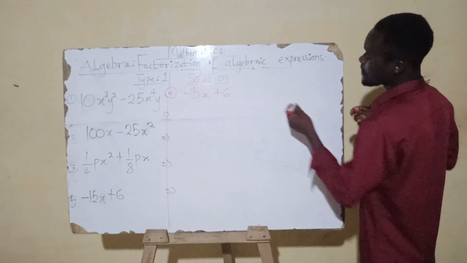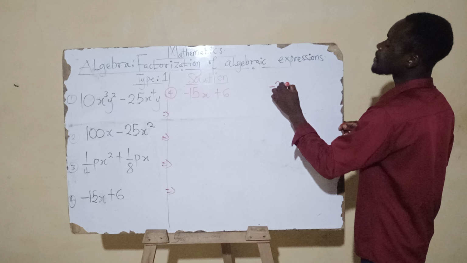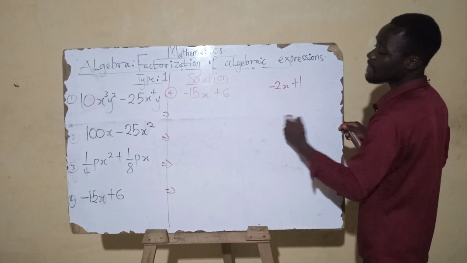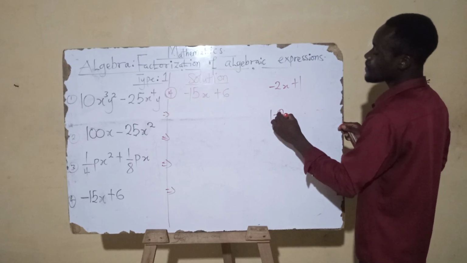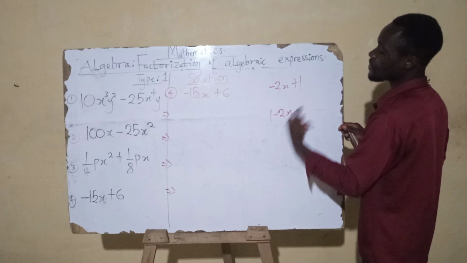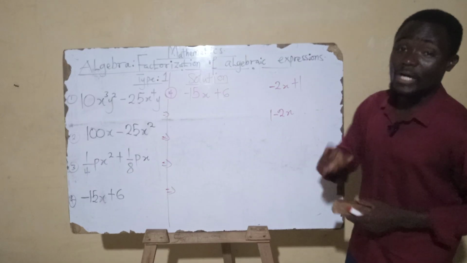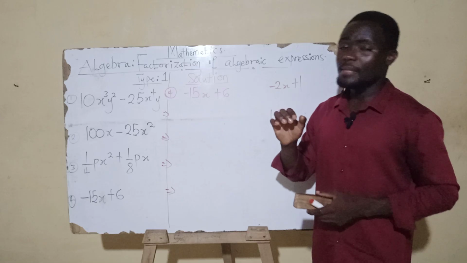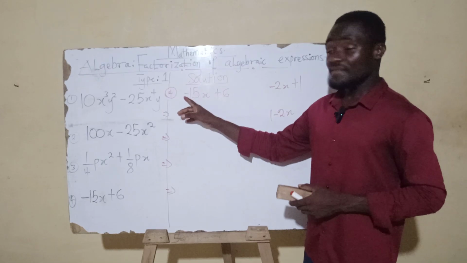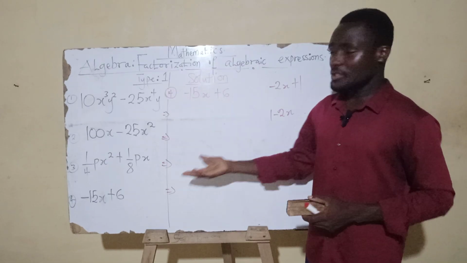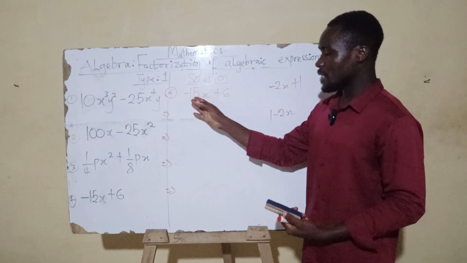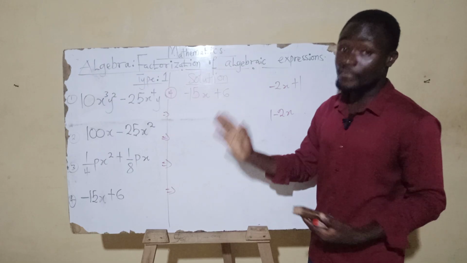So in the same manner, if we have negative 2x plus 1, this mathematically is the same as 1 minus 2x. So this expression is the same as that. Now, why am I exposing you to this? I want to let you know that if you have a negative sign here and you are confused, it means that you can switch the negative 15x to the other side so that you feel comfortable.